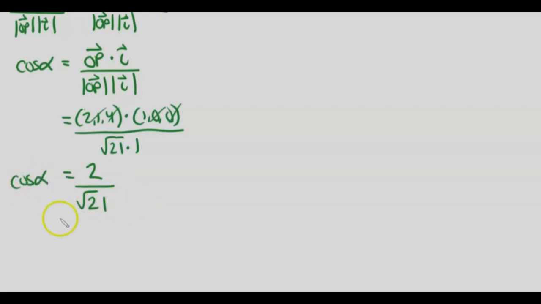Since this equals cos alpha, alpha is going to equal cos inverse of 2 over root 21, which, if we put this into our calculator, gives us 64 degrees.